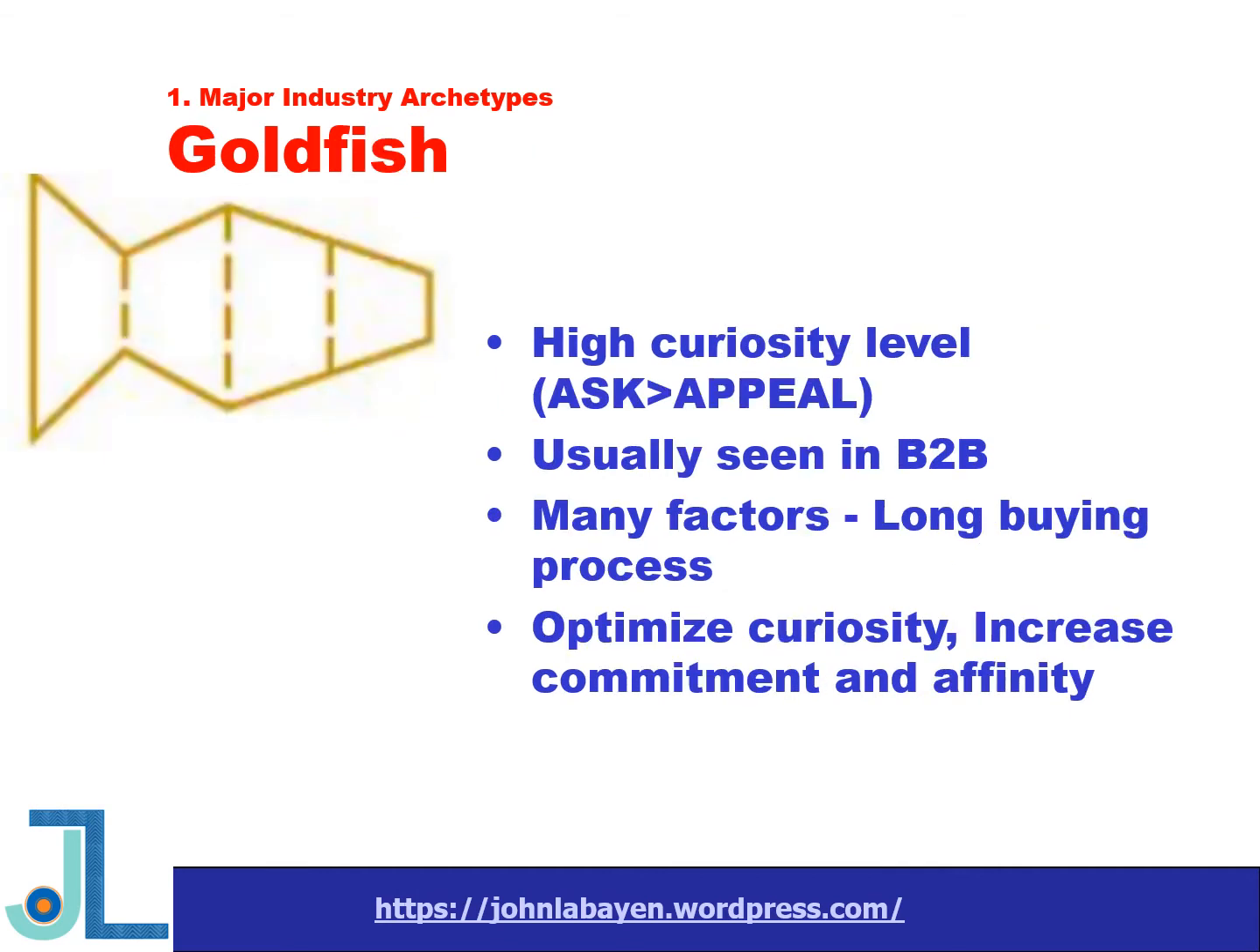The second pattern or archetype is the goldfish. Its main distinguishing feature is high curiosity levels. This customer path pattern is usually seen in business-to-business markets. Examples include raw materials and other industrial products. Customers typically consider many factors before deciding which brand to choose. They often feel the need to ask questions, consider advice from other sources, as well as have multiple interactions with different brands.